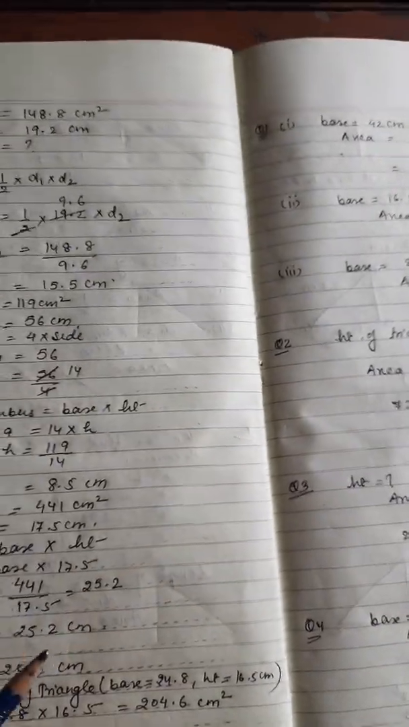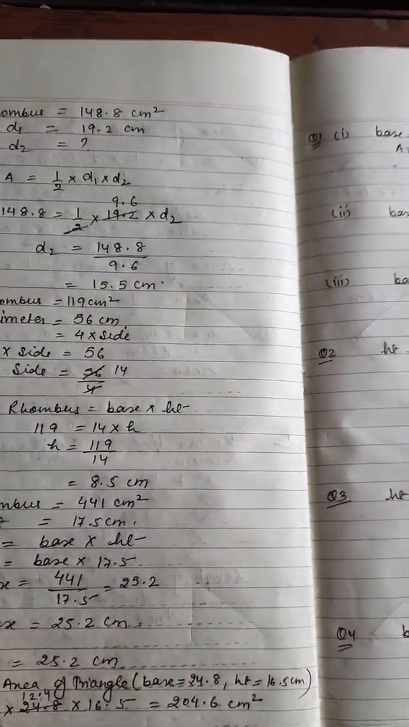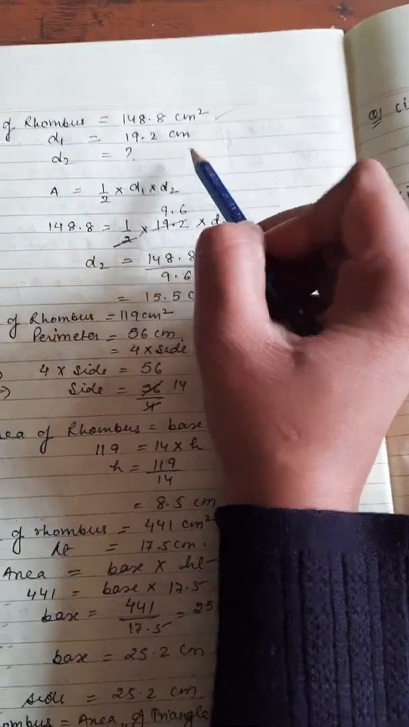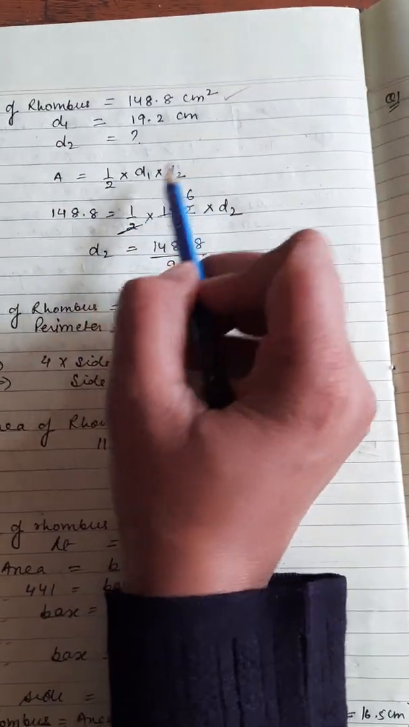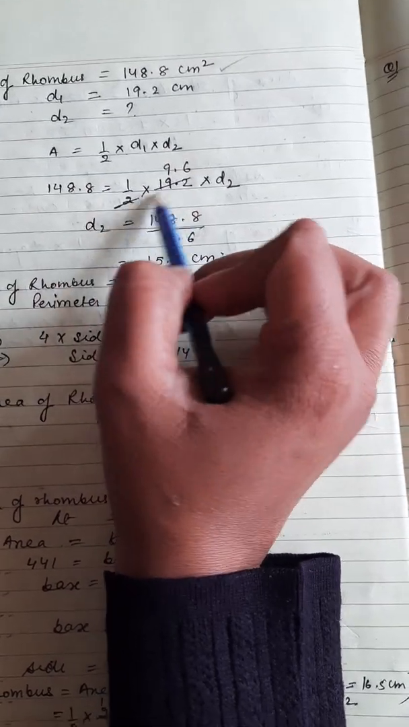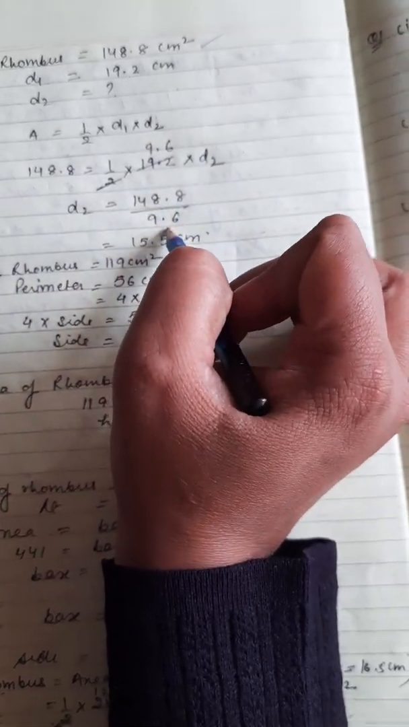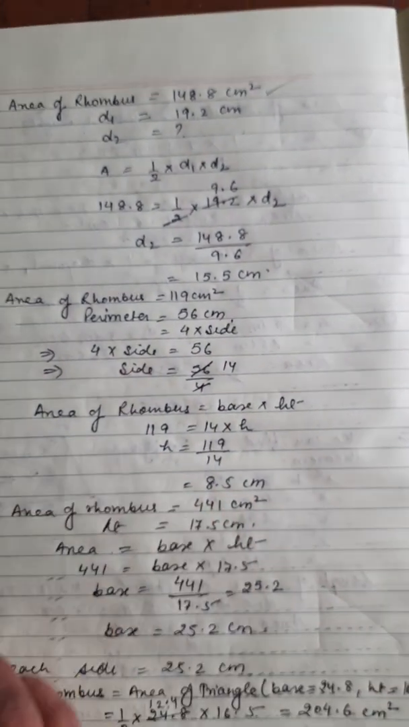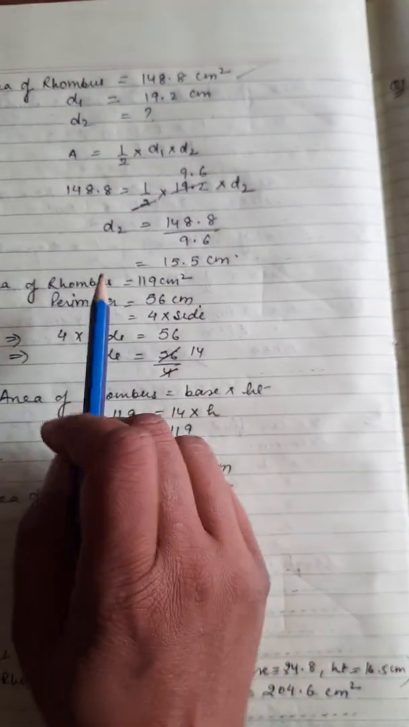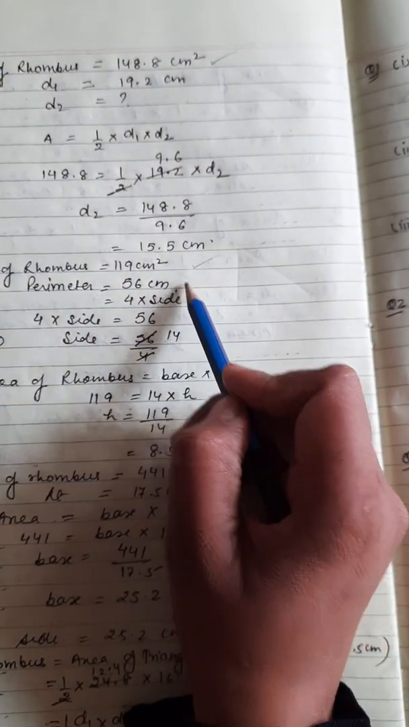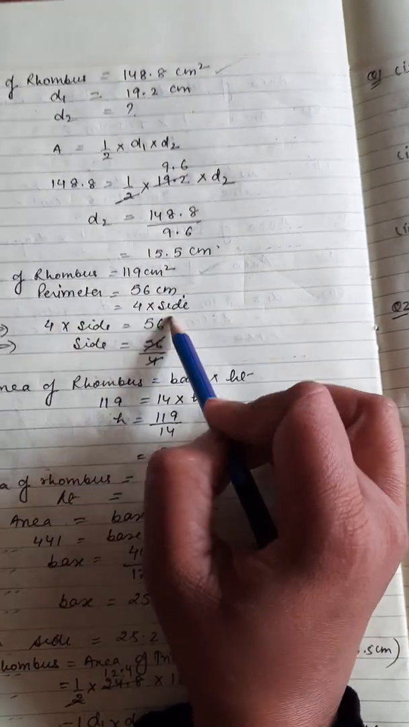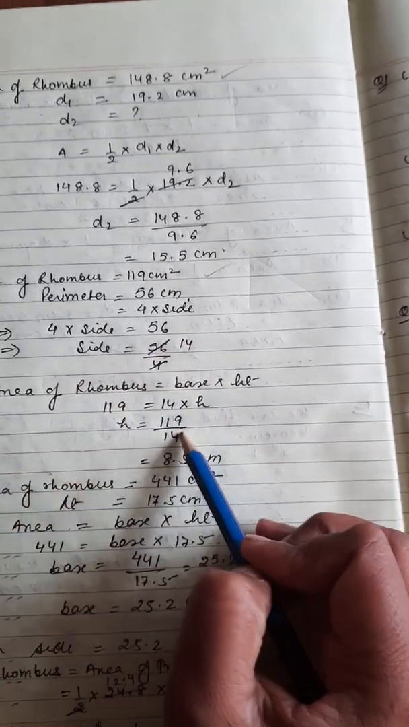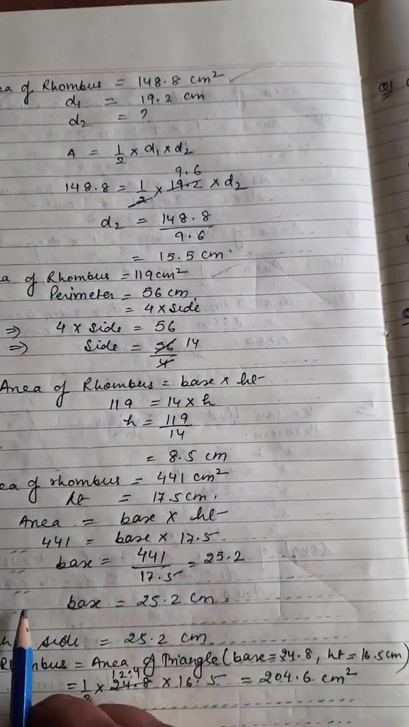Similarly, in question number 13, area of a rhombus is given, diagonal 1 is given, diagonal 2 is not mentioned. So applying this formula, d2 is equal to area divided by the respective part. This I have done. What in question number 14? Area of rhombus given, perimeter given. So from the perimeter I can find the value of the side. So side is equal to this. And then height I can find.